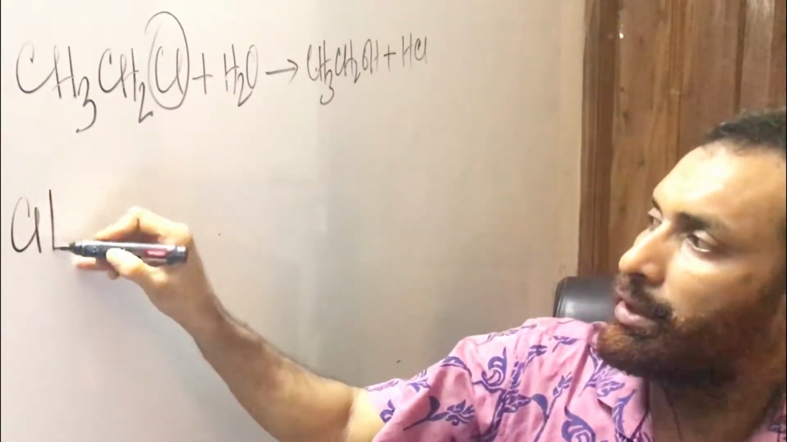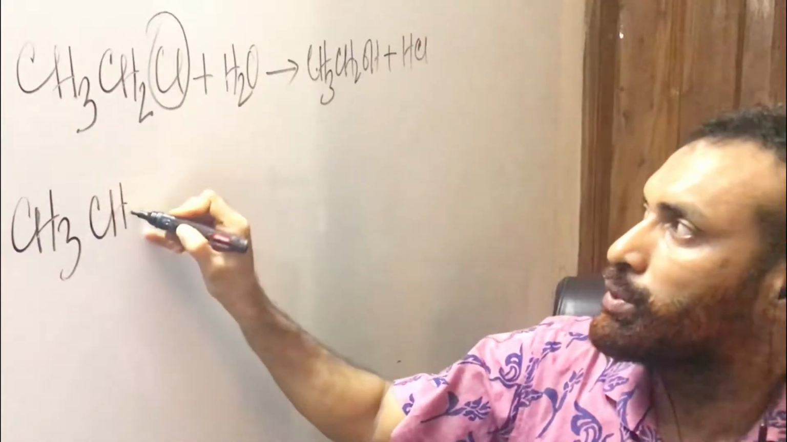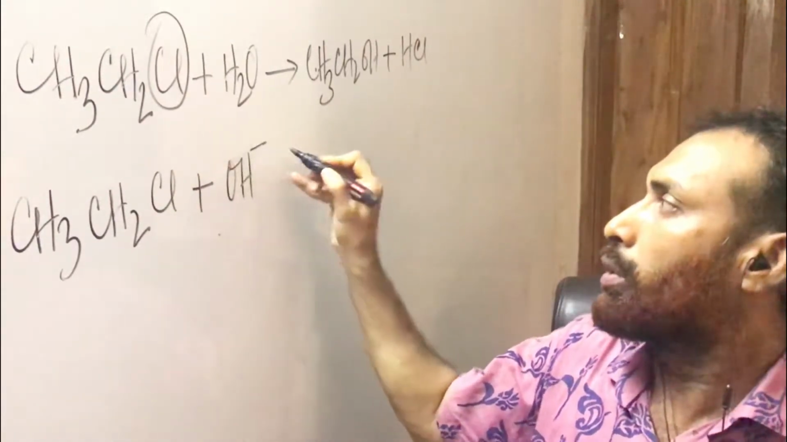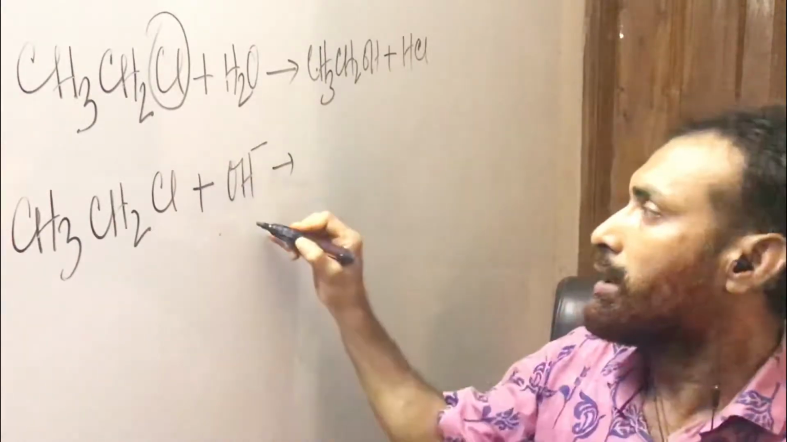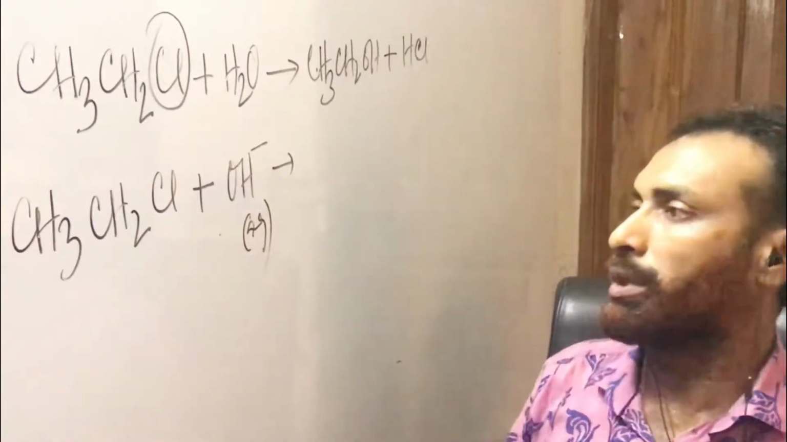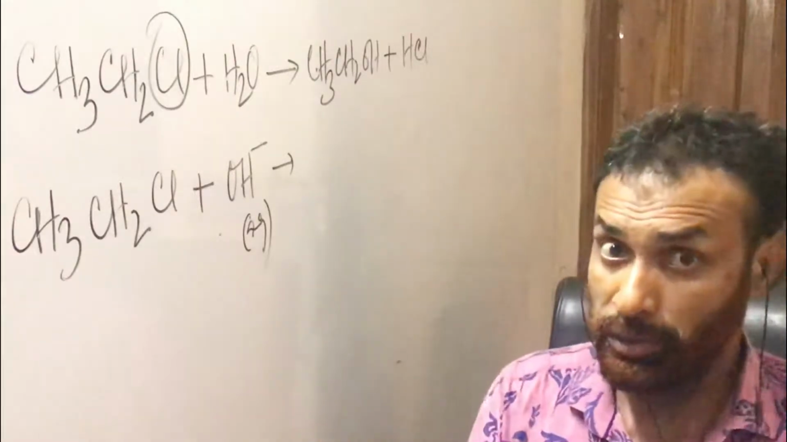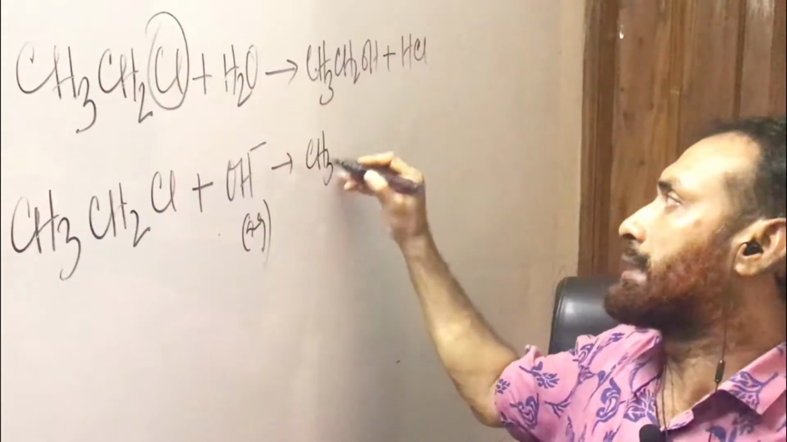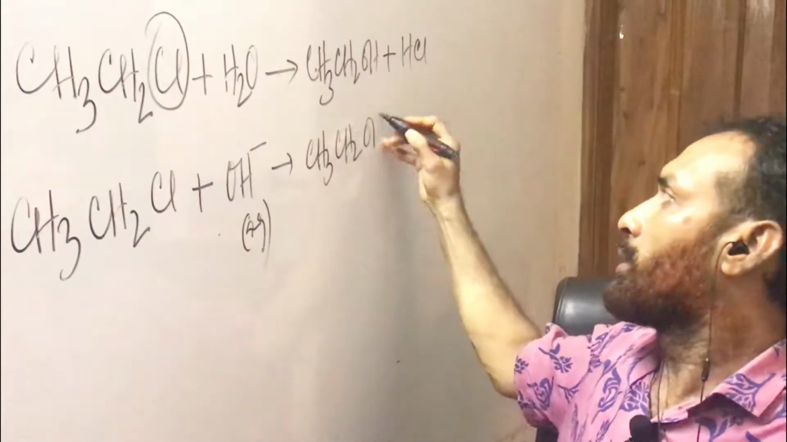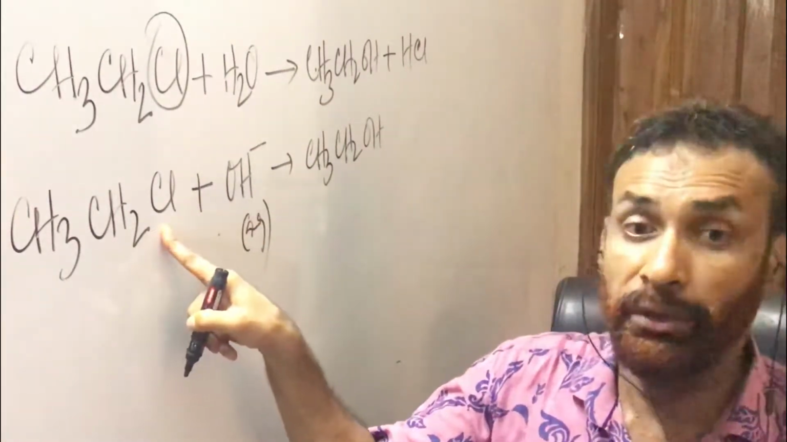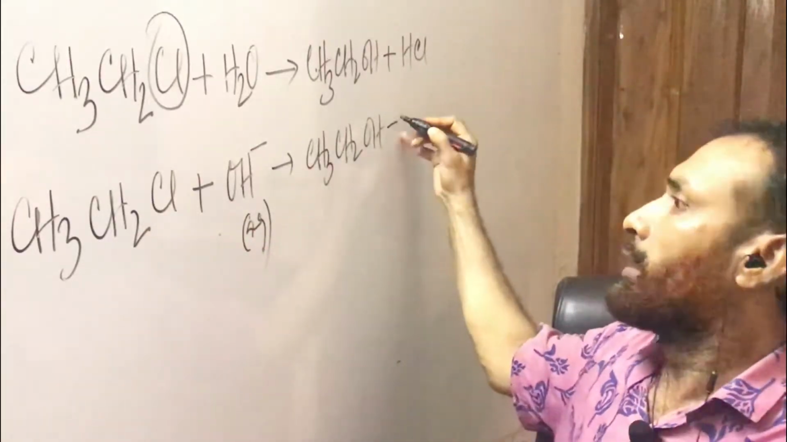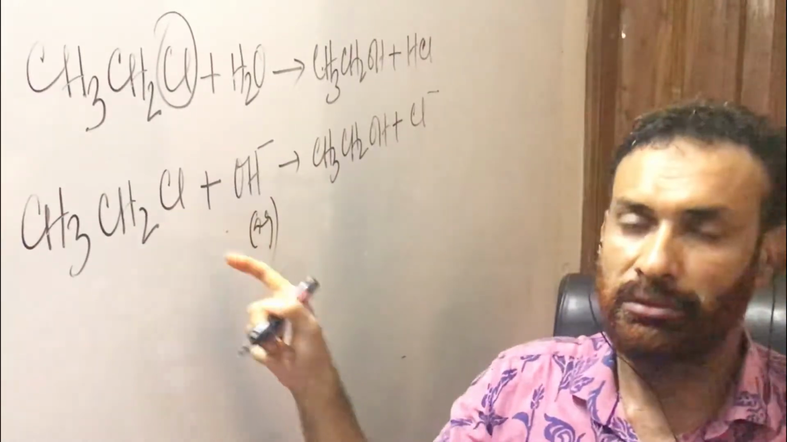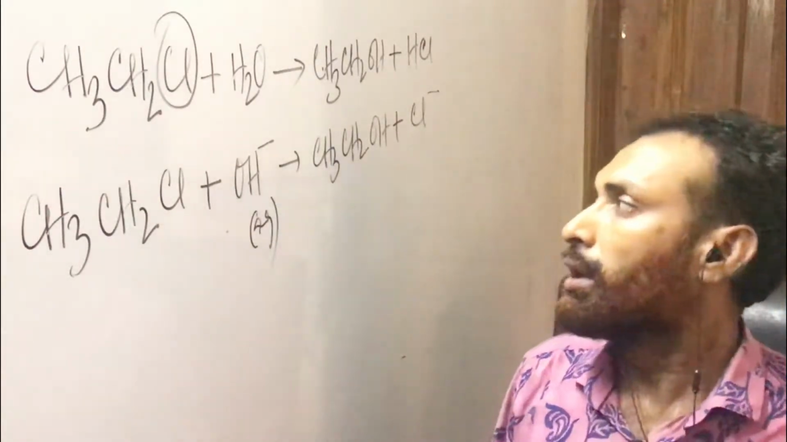Another reaction I'm going to write here, CH3CH2Cl, with OH minus, aqueous alkali, aqueous to be given here. And then the reaction will be similar, a substitution reaction. You would get here CH3CH2OH. This OH has substituted this chlorine, and you would get this time the halogen as a chloride ion.